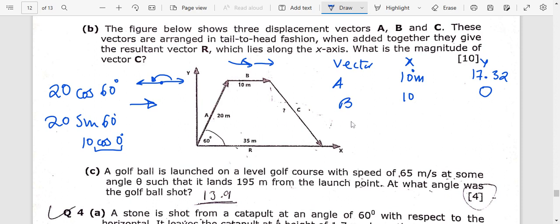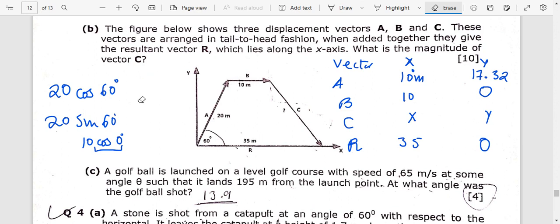And then the vector C is what we don't know. So we are looking for its x component and also its y component. If you look at the resultant now, the resultant is along the x-axis, meaning that the angle for it with respect to the x-axis is 0. Meaning that the x component is just going to be the same 35 given, and the y component is 0. So this is the first thing that is supposed to be done. If a person cannot do this, it means they cannot answer this question.